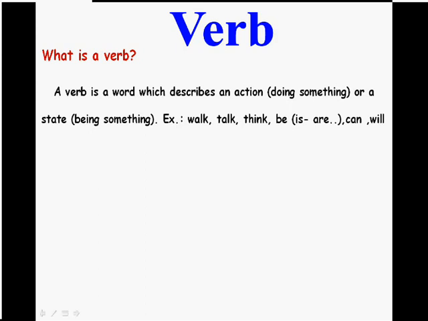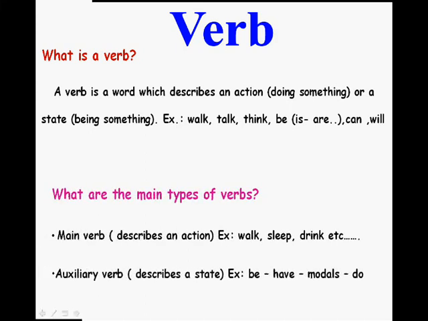And we have the modals like can, will, and of course you can say also could, would, should, ought to, may, might. All these are the modal verbs, okay? So these describe a state, which is being something, okay? So again, a verb is a word which describes an action or a state.